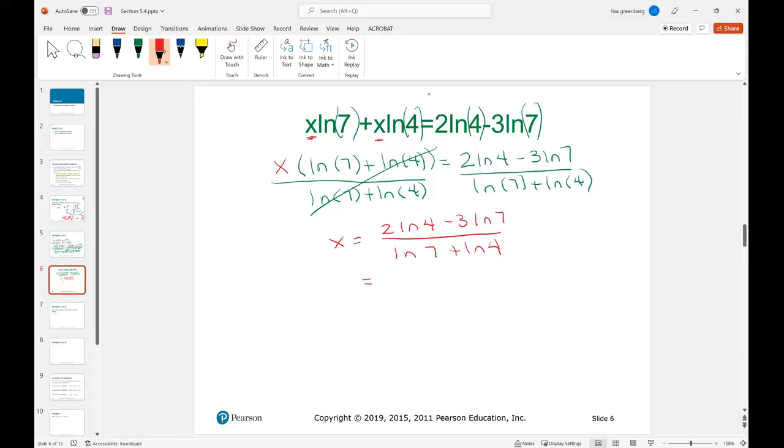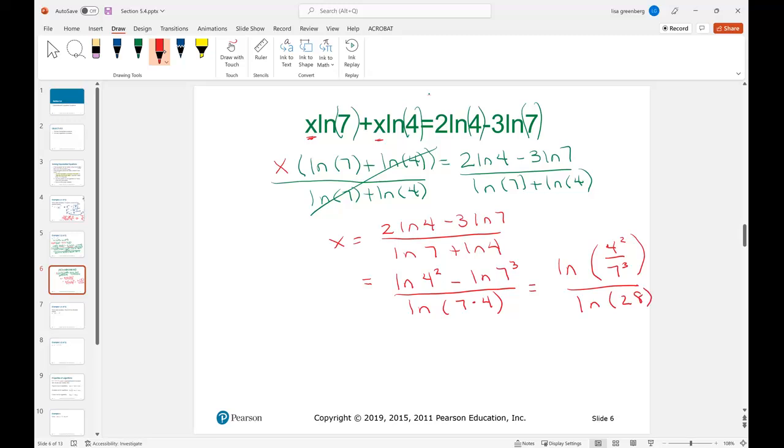We can start by saying this is the same as ln of 4 squared, using my power rule, minus ln of 7 cubed, divided by ln, and then I have a plus between them, so I can say 7 times 4, right? Now this is equal to, and I can make a fraction here, right? I can say this is equal to ln of 4 squared divided by 7 cubed over ln of 28.